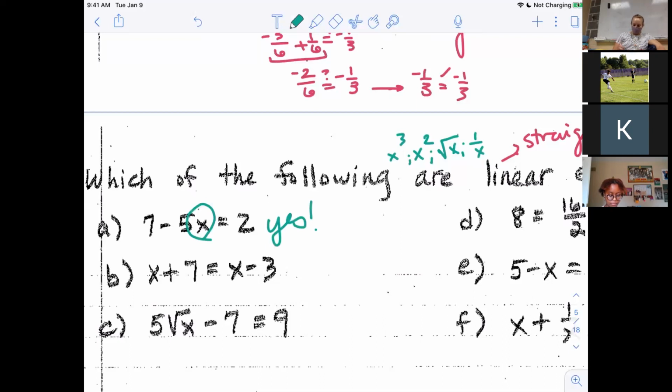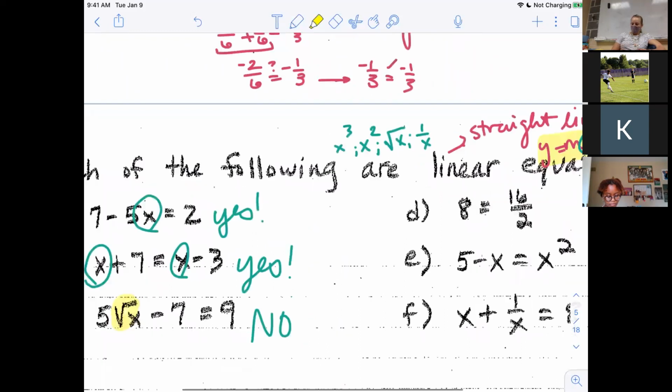What about the next one? I'd say yes. It has just x's by itself. No exponents, nothing crazy. That would be linear. What about C? No. Why not? Good. The square root's my sign that it's not. What about D?